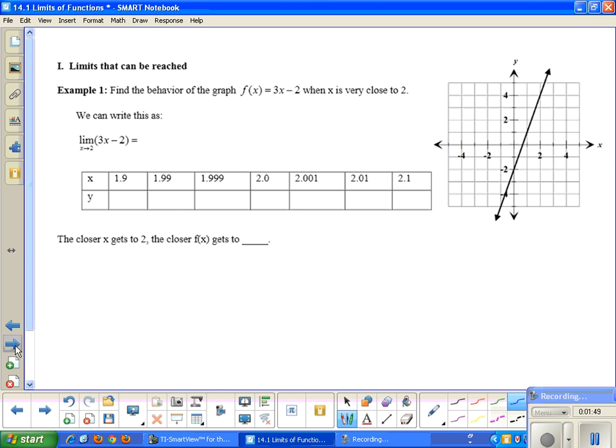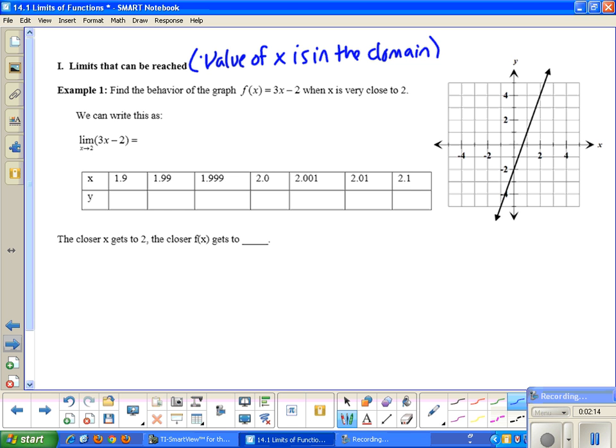So first let's talk about limits that can be reached. And again, I'm just going to write down that means values of x that are in the domain. So the value of x is in the domain of the function. I call these easy limits, and I'll show you why in just a second.